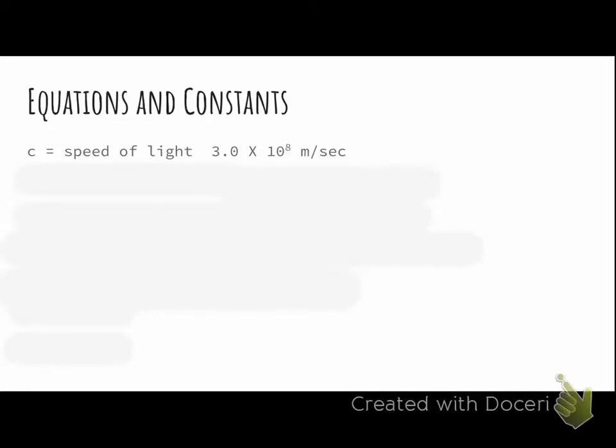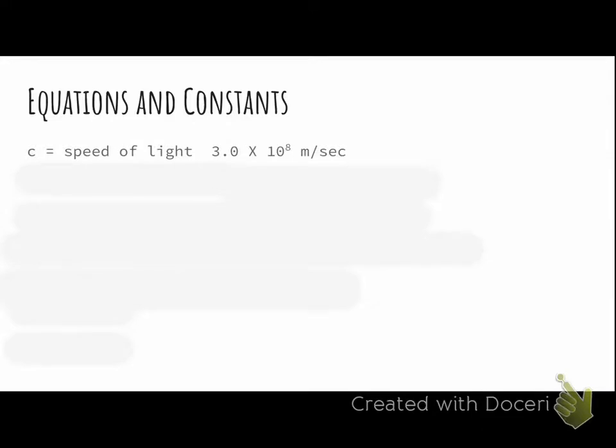So in order to do the extra credit to find the frequency of energy of the waves of light that you saw in the flame test, you're going to need to have a few pieces of information before you do that. So we're going to look at the equations and the constants that you're going to be using.